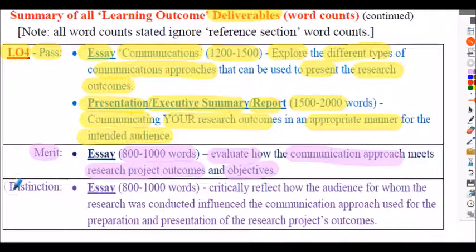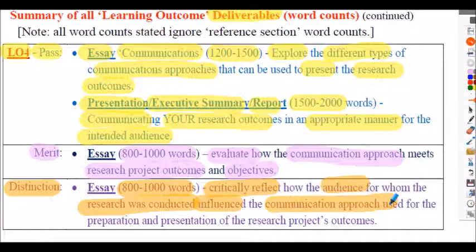And finally, distinction grade, another essay, 800 to 1,000 words, critically reflecting on how the audience for whom the research was conducted influenced the communication approach used for the preparation and presentation of the research project's outcomes.